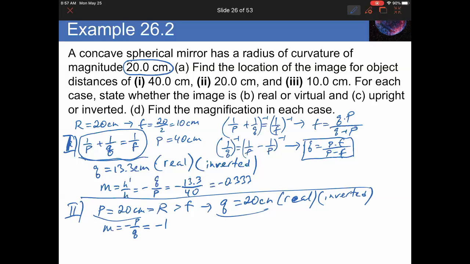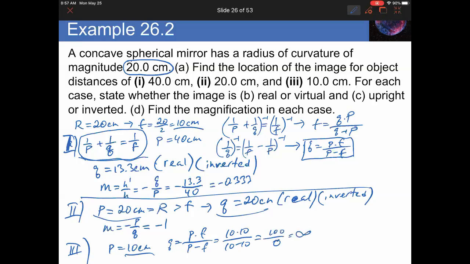Then let's look at case 3. So case 3, I have p equals 10 centimeters. Okay, what do we get here? Well, remember that shortcut equation, q equals p times f over p minus f. So p is 10 and f is 10. So it's 10 times 10 over 10 minus 10. We get 100 over 0. We get infinity.